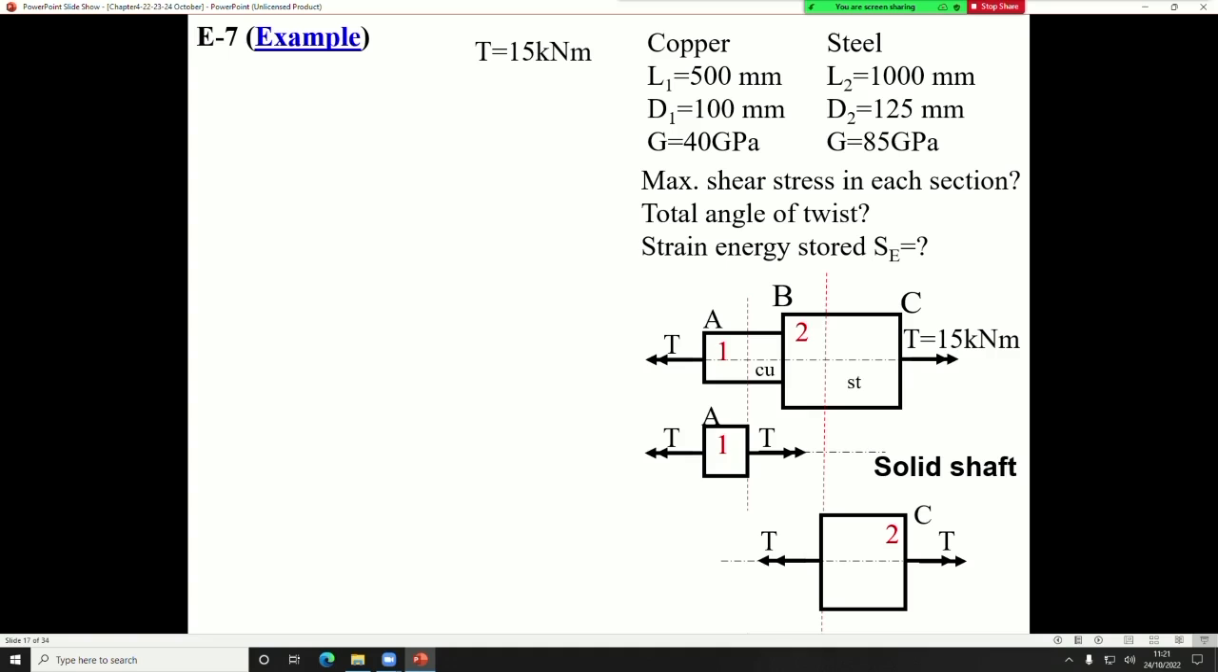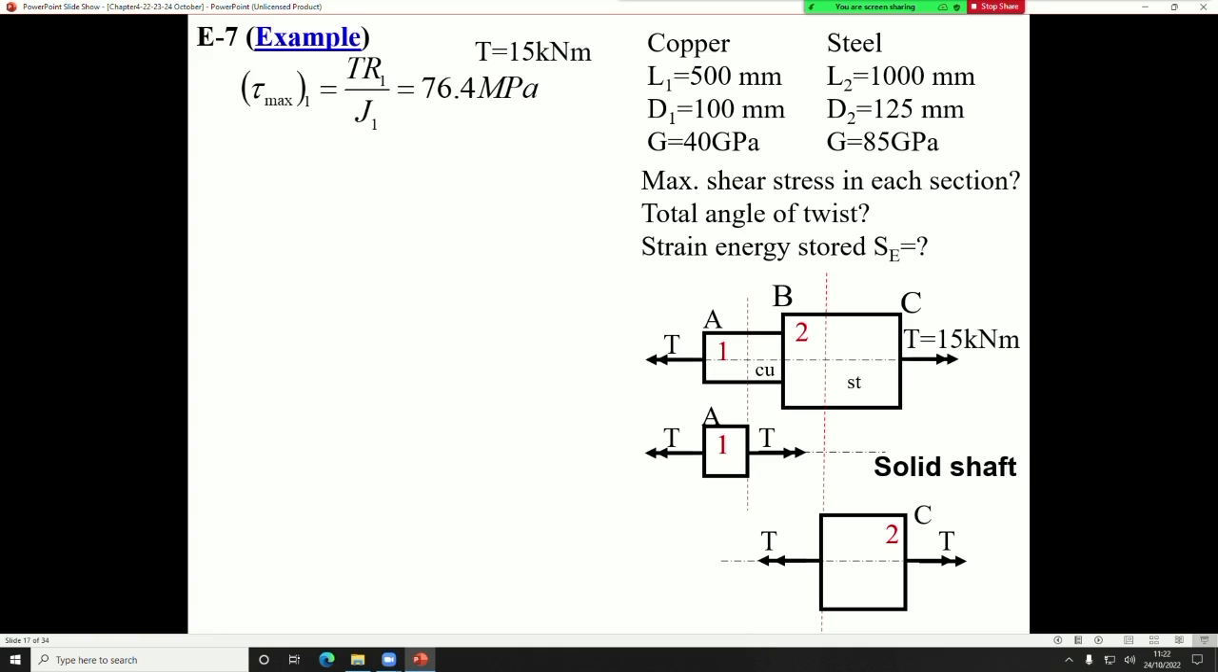So this diagram shows the free body diagram of each section of the shaft. Now our objective is to find the maximum shear stress applied on each section. So this is the equation we can use. And the maximum shear stress occurs on the outer layer for each one. But we need to use a J value for each of those two sections individually.